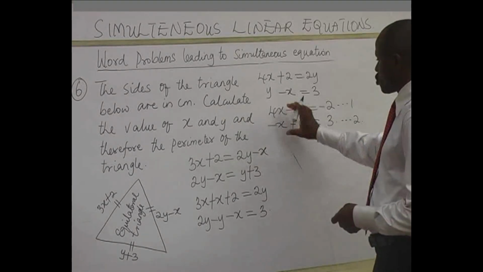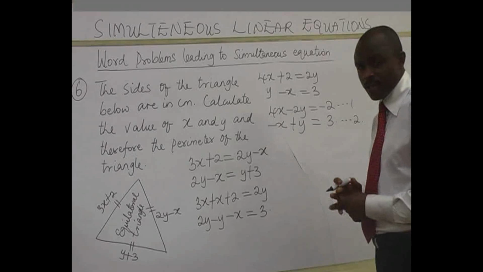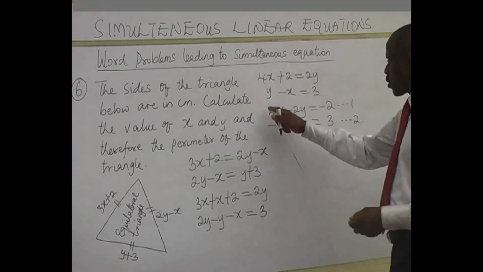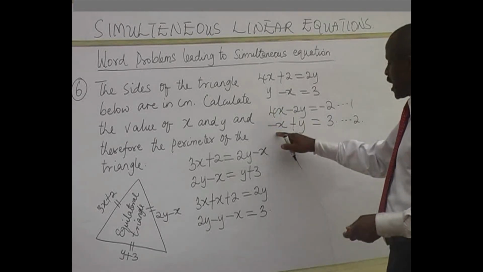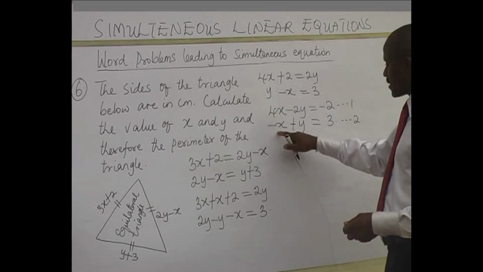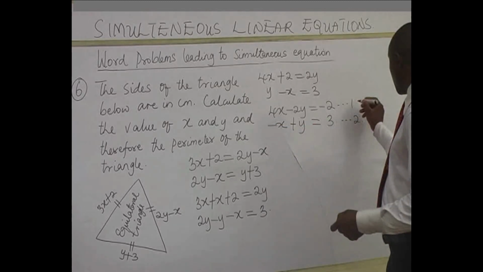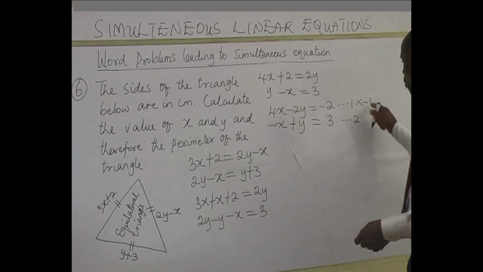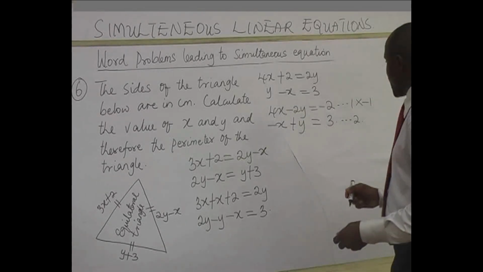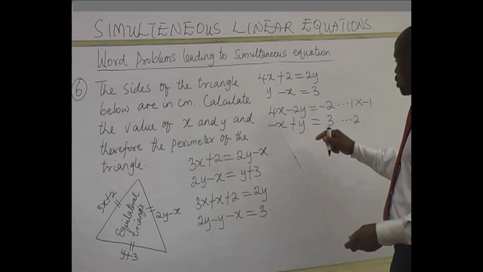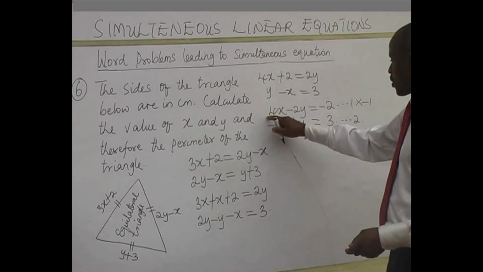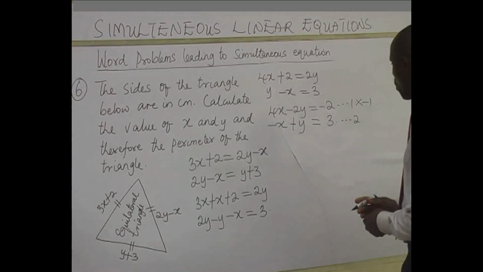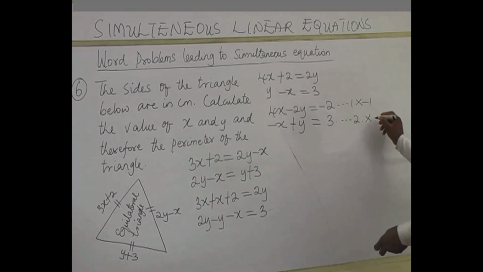Let's use the elimination method to solve our simultaneous equation. First of all, try to unify the coefficient of x in both equations. By doing that, you are going to multiply equation 1 by the coefficient of x in equation 2. And the coefficient of x in equation 2 is minus 1. So I'm going to multiply the whole thing in equation 1 with minus 1. Then you're going to multiply all the things you have in equation 2 with 4, because 4 is the coefficient of x in equation 1. So equation 2 times 4.